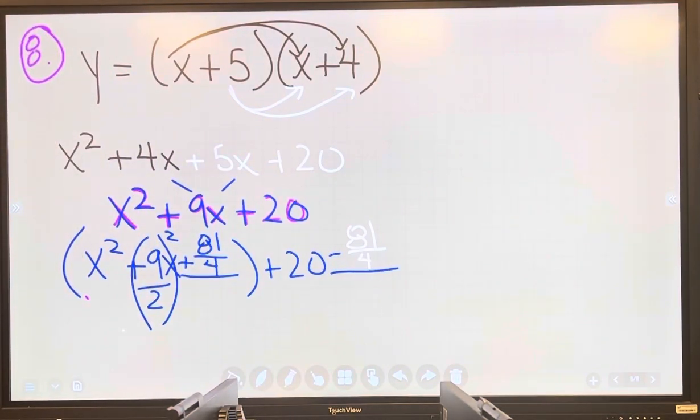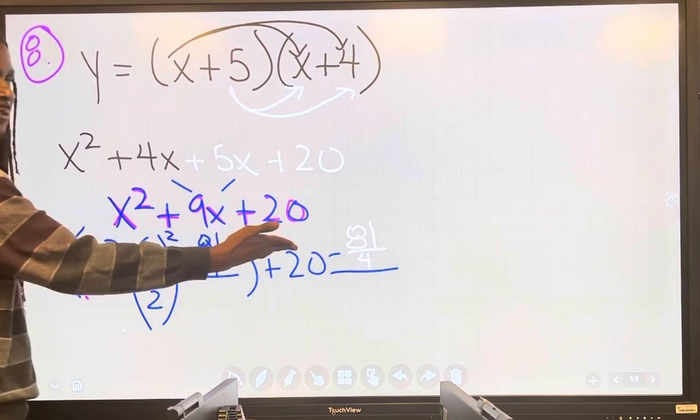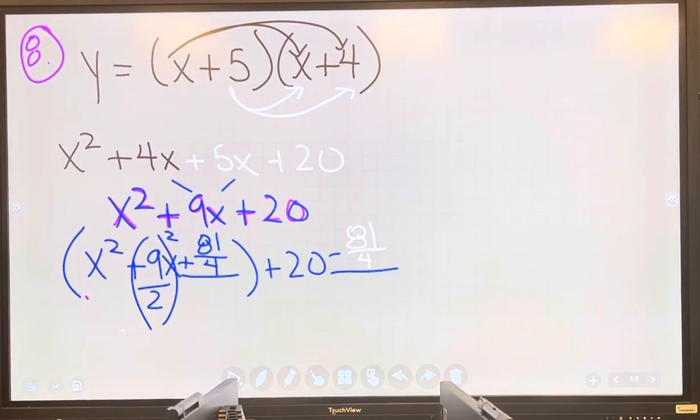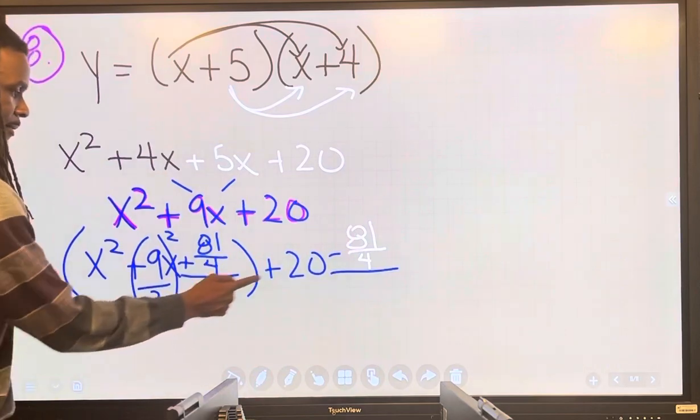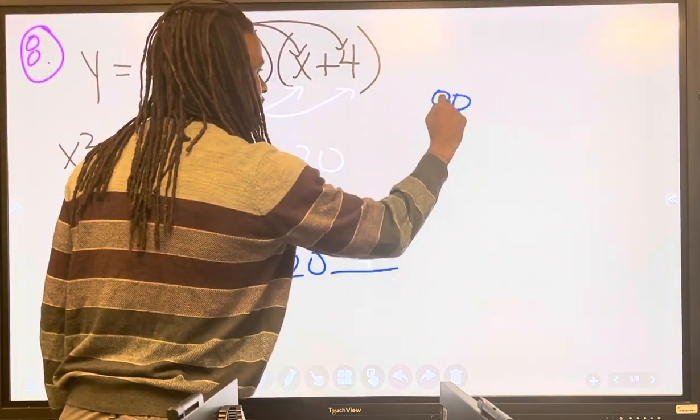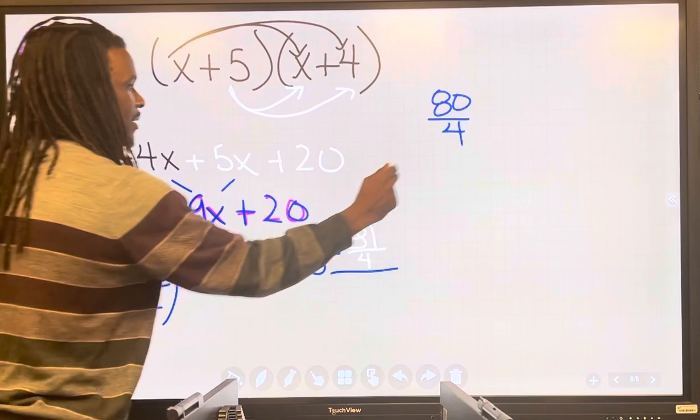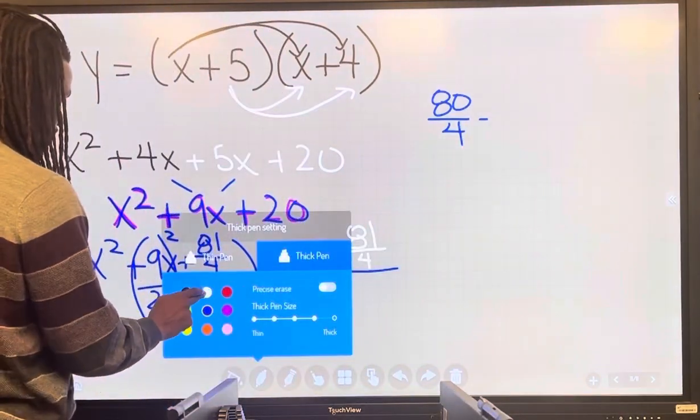In the other examples, we didn't treat it like a fraction. We just squared it normally. It didn't come out to a fraction. This one came out to a fraction. Now you're gonna have to subtract on the outside 20 minus 81 over 4. Make it easy. What can I turn 20 into where I got a 4 in the denominator? 80 over 4. Thank you, Henley. Turn 20 into 80 over 4 so we can subtract it from 81 over 4.